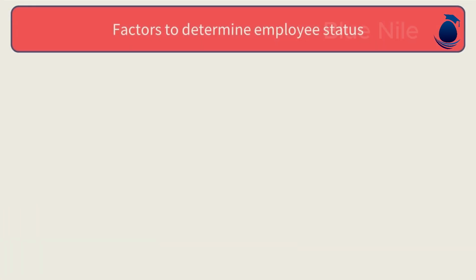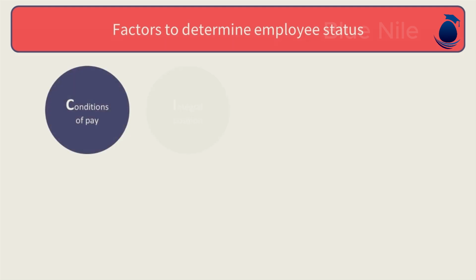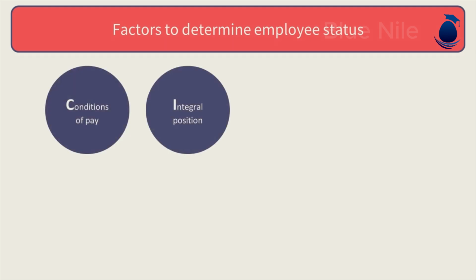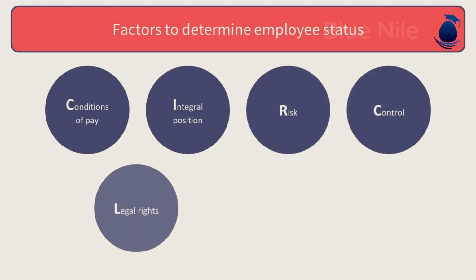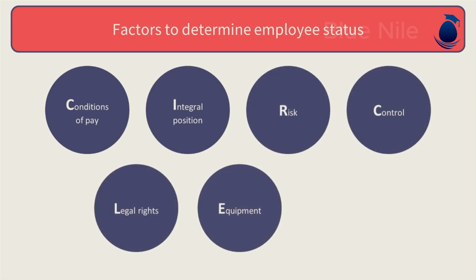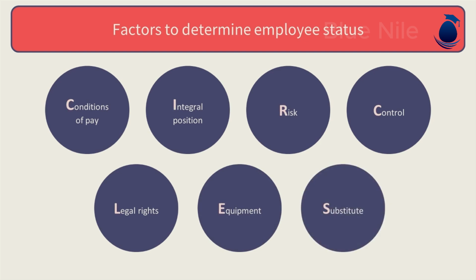There have been many cases in the past where taxpayers, employers and HMRC have disagreed on this, as it's not always easy to determine. The outcome of those cases is that there are 7 factors to take into account to make the decision, which you should learn: conditions of pay, integral position, risk, control, legal rights, equipment, substitute. These could possibly be memorized with the help of the mnemonic CIRCLES.